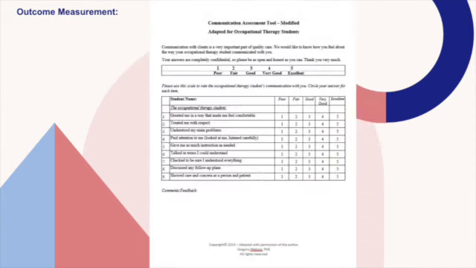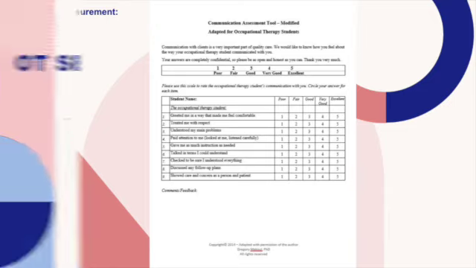This is one of the outcome measures that I use. It's the Communication Assessment Tool Modified. I just call it the CAT. As you can see, I could fill in the student's name, and I could do poor, fair, good, very good, or excellent, and all the things that they did. I could also provide different comments and feedback from what they did in the simulations.